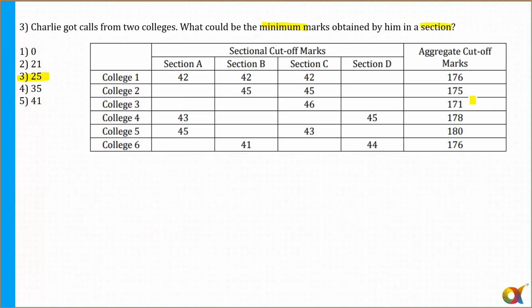So if I look at the aggregate cutoff, can I say if Charlie gets an overall score of 175, then he will be able to clear the cutoff of the 2 colleges, college 2 and college 3? Please tell me yes or no. If Charlie gets an overall score of 175, in that case, can he clear the sectional cutoff of these 2 colleges? Please tell me yes or no.